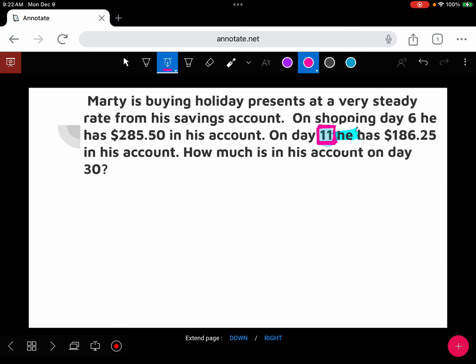All right, so we've got that Marty is buying holiday presents at a very, very steady rate. At a constant rate, you might say. On shopping day 6, he has $285.50 in his bank account. On day 11, he has $186.25 in his account. We are trying to make a prediction on how much is in his account on day 30. That means we are trying to write an equation for this so we can make a prediction.